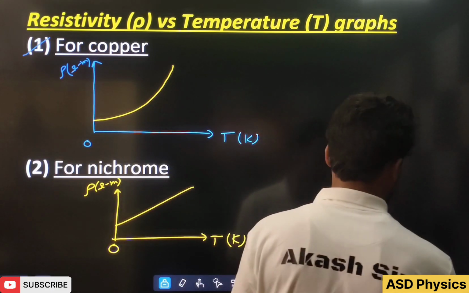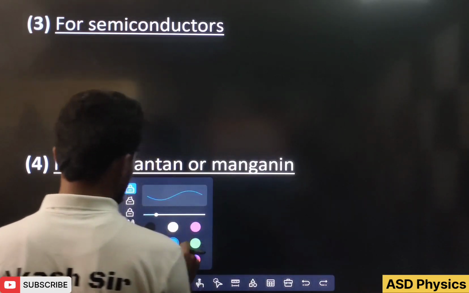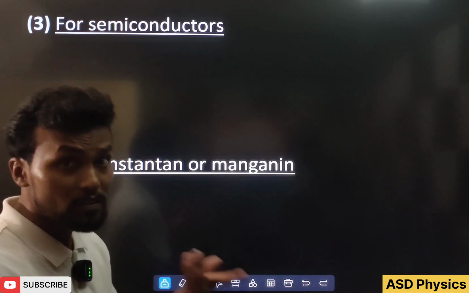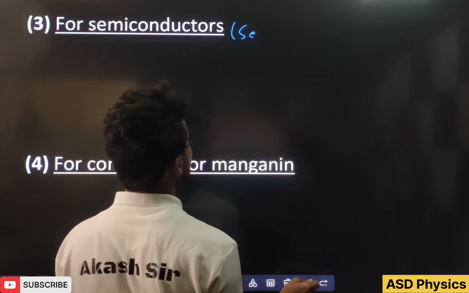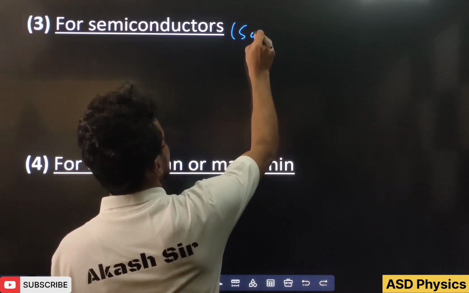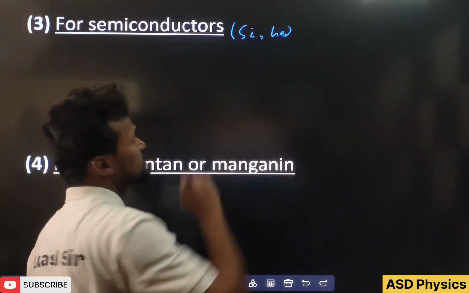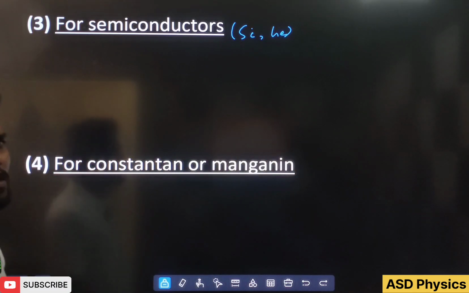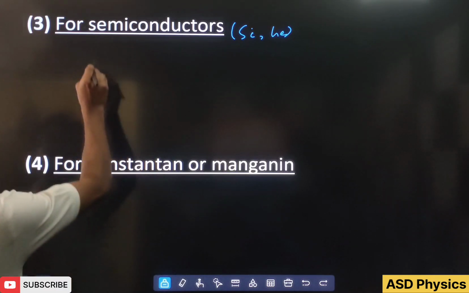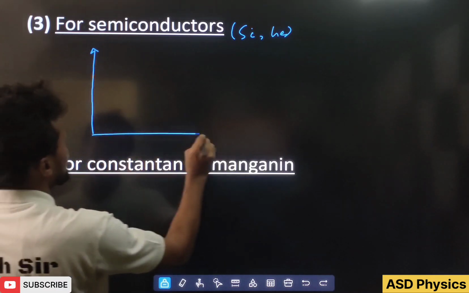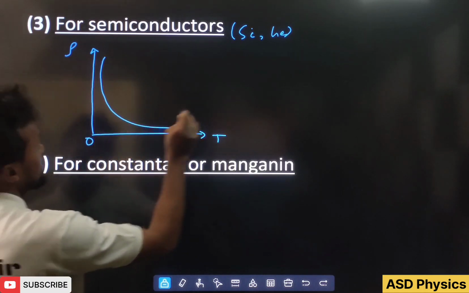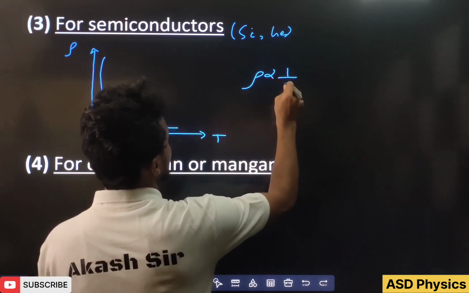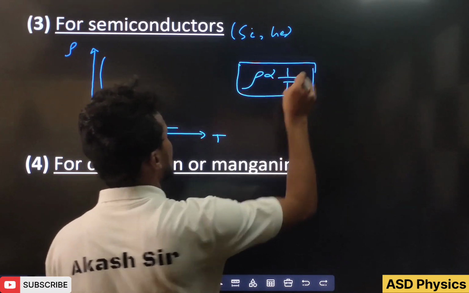Next, students, for semiconductors, we have seen which elements are there: silicon, Si, and germanium. Silicon has atomic number 14, germanium 32, and in their outer shell they have 4 electrons. If I draw the graph, this is the temperature and this is the resistivity, and the graph will be like this. Why? Because rho is inversely proportional to the temperature.